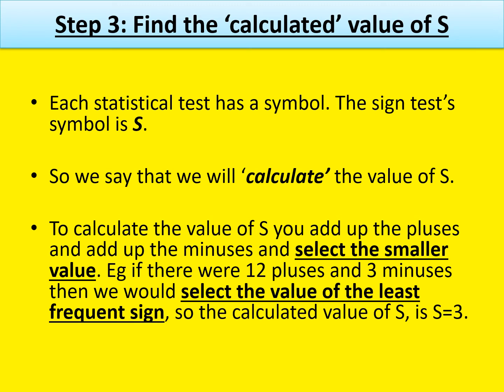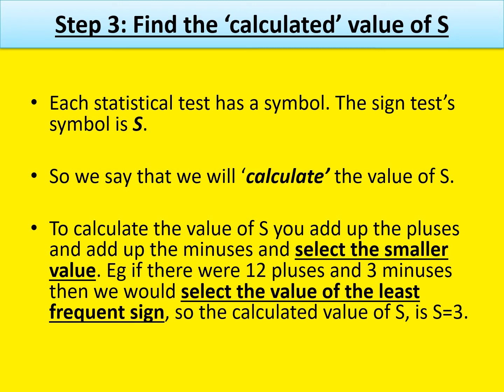Whenever we say make a calculation, some people freak out going, I can't do maths, it's really hard. This is the easiest bit of maths you will ever do, because all you have to do is add up all of the pluses on the previous table, and we know that there were 12 pluses. You add up all the minuses, and we know there were 3. And then all you do is select the smaller value. So we select the value of the least frequent sign. The minus was the least frequent, so the calculated value of S is S equals 3. That's it.